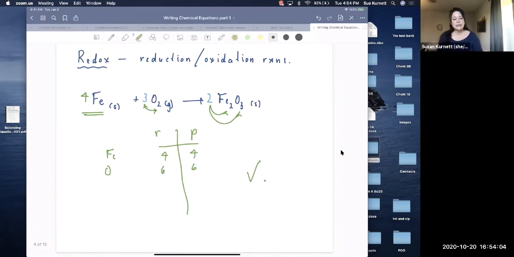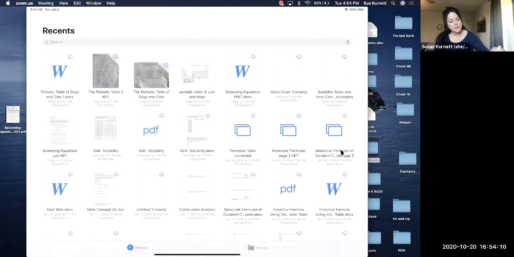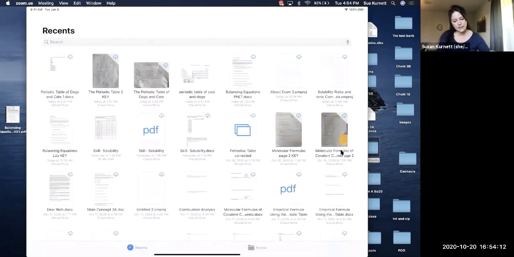It's going to be really important that we're comfortable doing this. Whoops, what just happened there? It's going to be really important that we're comfortable doing this. I just lost my thing.